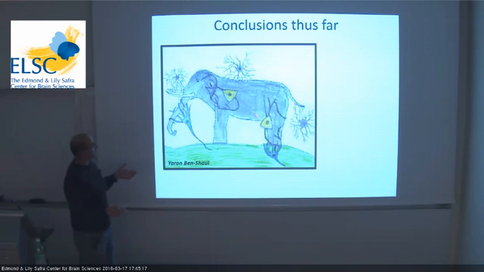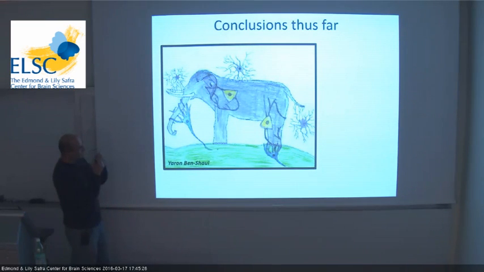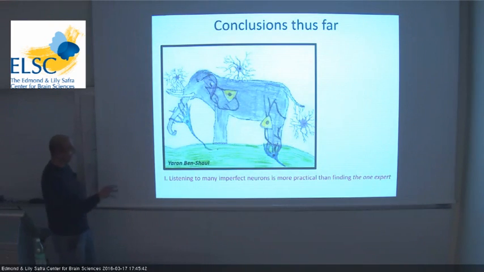That the neurons, instead of the blind people, you have the neurons. This is a drawing I commissioned from my son, and each of the neurons has information about a certain aspect of the stimulus, and you really have to pull this information together to achieve a reliable discrimination or reliable identification of the stimulus, whether it was the reproductive state or the strain. So this is one thing, that listening to many imperfect neurons is more practical than finding the one expert. This is one general message that I'd like to make.